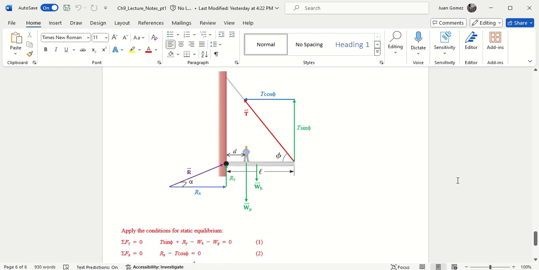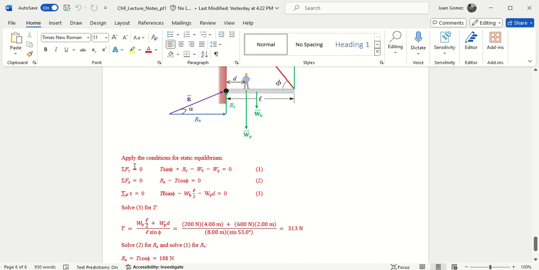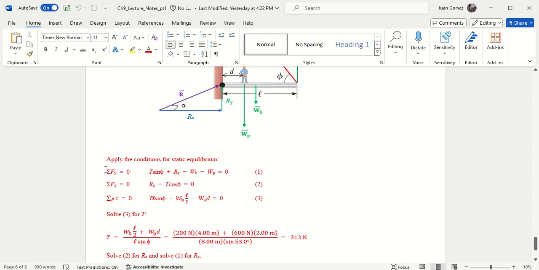All right, now remember that the conditions for static equilibrium, we always apply them in this order. We take the sum of the forces in the y direction acting on the beam, set that equal to 0. Then you take the sum of the forces in the x direction, set equal to 0. Then the sum of the torques relative to your pivot, set that equal to 0. Always do them in that order. They will give you, respectively, equations 1, 2, and 3.